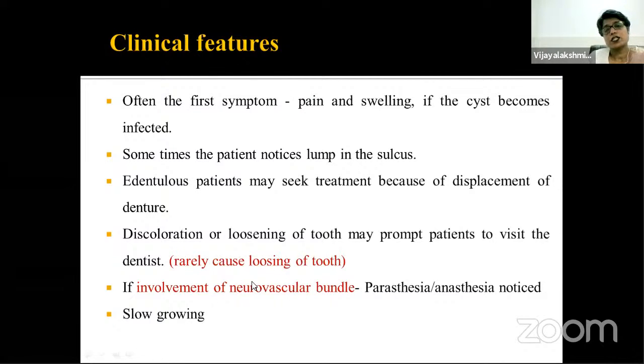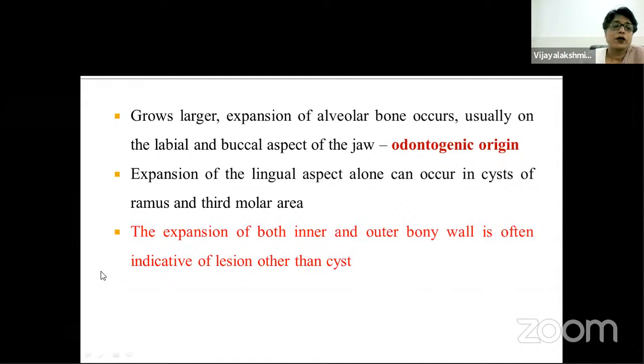If the lesion becomes very large, it might show involvement of the neurovascular bundle, especially when we are talking about cysts occurring in the mandibular posterior area. And the patient might present with paresthesia, anesthesia. Most of the cysts are slow growing, and if they tend to increase in size, there will be expansion of either the labial or buccal aspect of the jawbone.